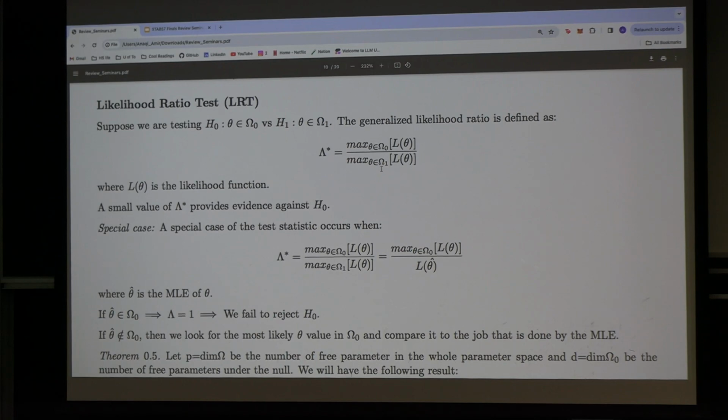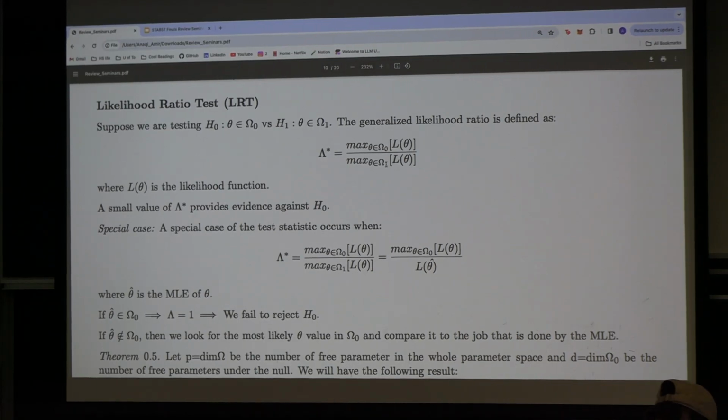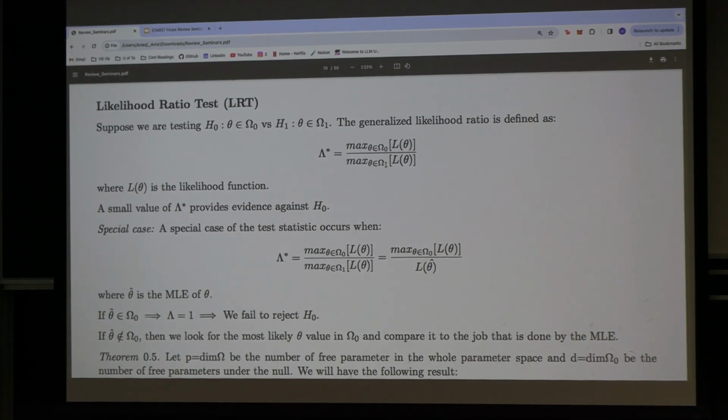Okay. What happens if your parameter space in the denominator, which is your alternative hypothesis, is literally everything, the entire possible set of values that the parameter can be? Well, what's the largest you can get? By definition, it's the MLE, right? The maximum likelihood estimate is the largest possible likelihood you can get, the parameter that maximizes the likelihood. So if you don't have a restriction of omega naught, then you just get the MLE as your denominator.